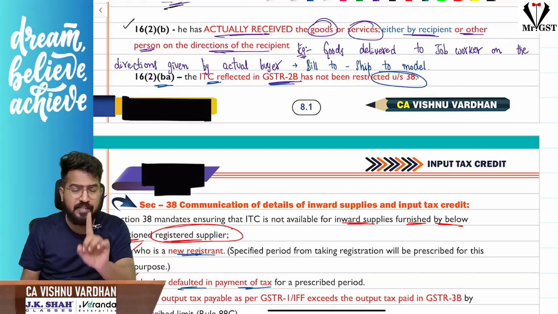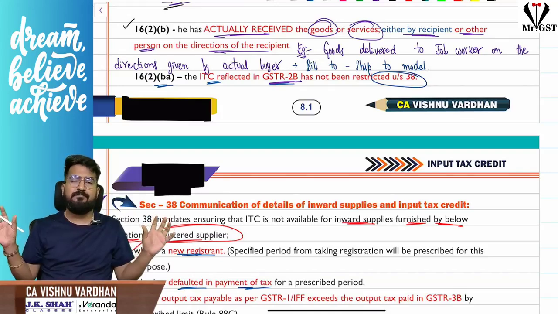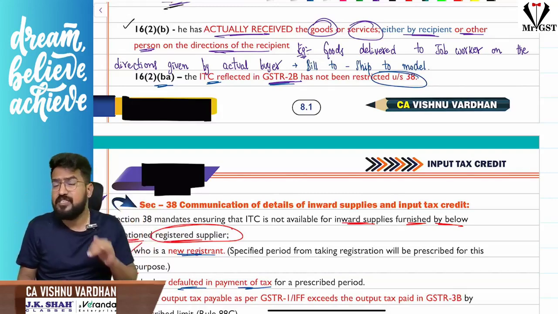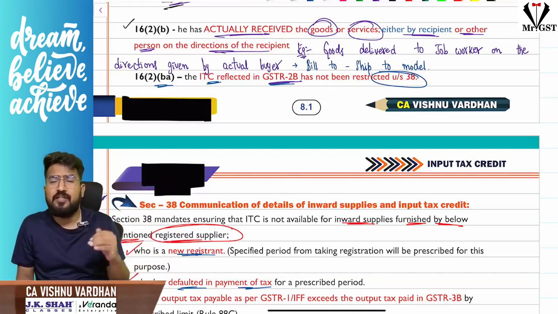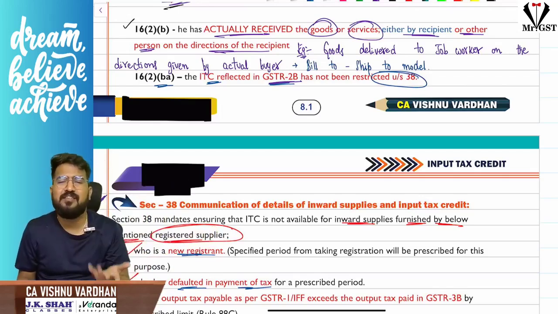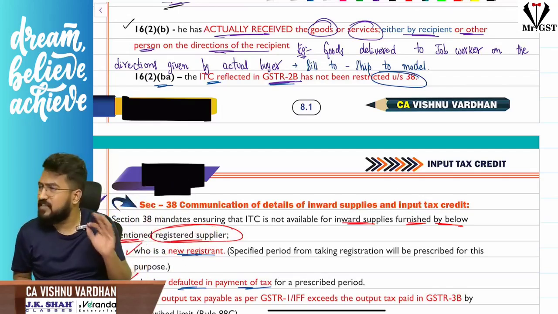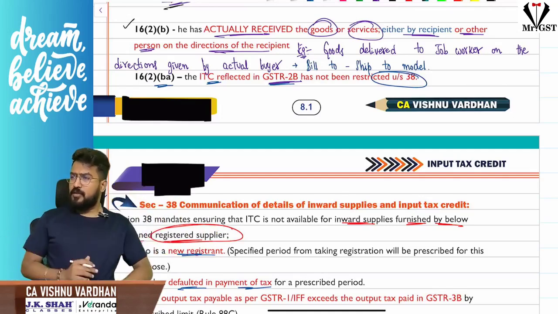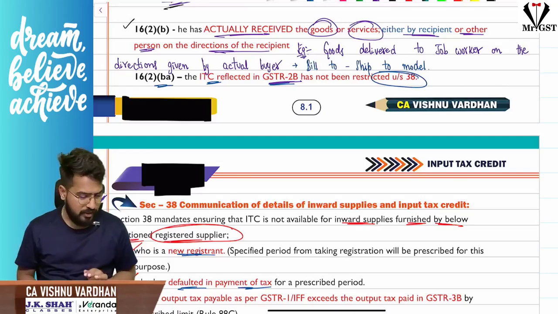I repeat, if it is a single invoice, 10 lorries, then after the receipt of the last lot only you can take ITC. You should be careful in the questions, where they will say the last lot will be received in the next month. This month, can you take ITC? No sir, this month you cannot take ITC. I am extremely sorry. Clear? So that is the concept. Okay, next.